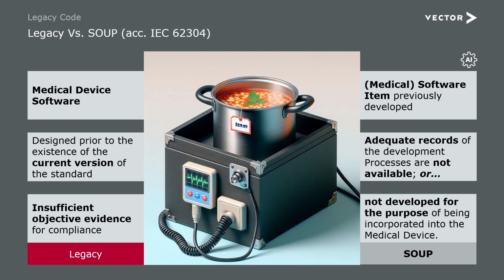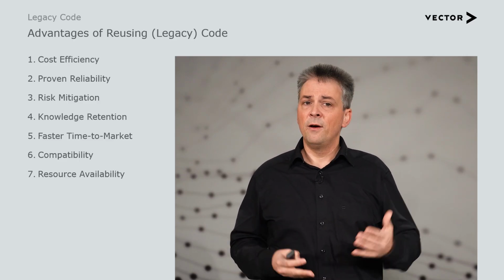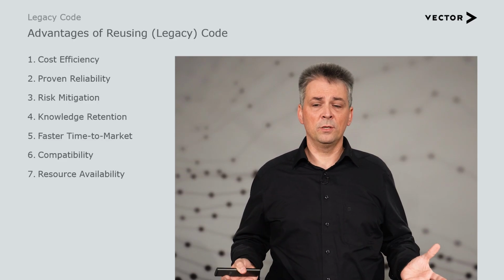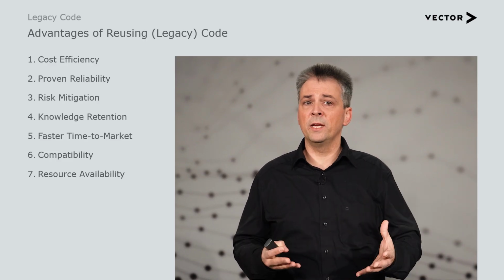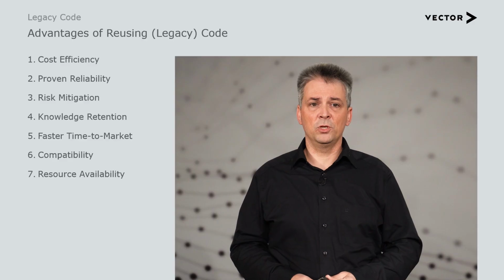The requirements for SOUP, just shortly explained: you have to specify the requirements for the software of unknown provenance, the performance requirements, and then you have to put it in a monitored environment and watch how it behaves in practice. There are advantages of reusing legacy code. First of all, it's cost efficient. You already have the software, it is working, you don't have to redevelop it, so cost efficient.